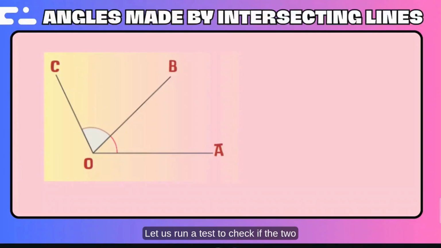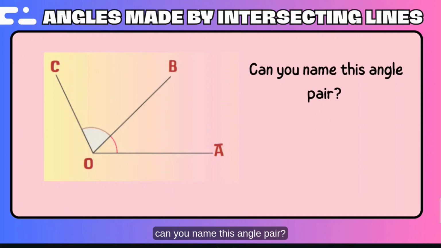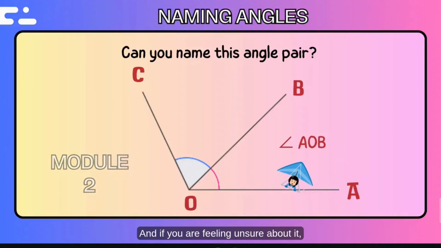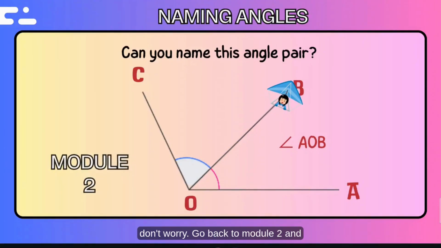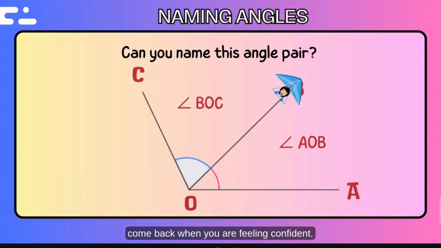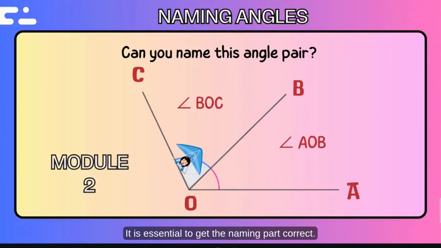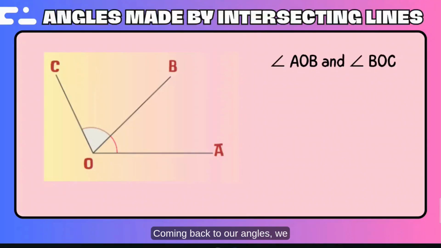Let us run a test to check if the two angles on the screen are adjacent or not. But first, can you name this angle pair? Of course you can. And if you are feeling unsure about it, don't worry. Go back to Module 2 and come back when you are feeling confident. It is essential to get the naming part correct. Coming back to our angles, we see two angles on our screen, angle AOB and angle BOC.